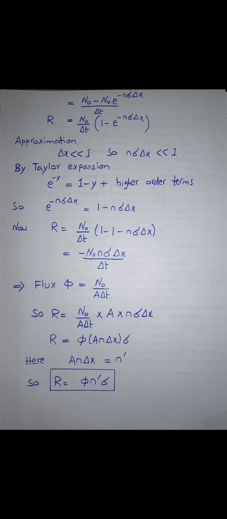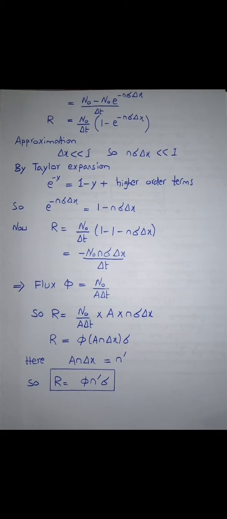Now by simplifying this expression, we define another term known as flux, where flux is the number of incident particles per unit area per unit time, and it is defined as phi is equal to n naught divided by A delta t, where n naught is the number of incident particles, A is the area, and delta t is the time. So R becomes n naught divided by A delta t, into A, which is the area, into n sigma delta x. After putting the value of n naught divided by A delta t equal to phi, we get phi sigma A n delta x.